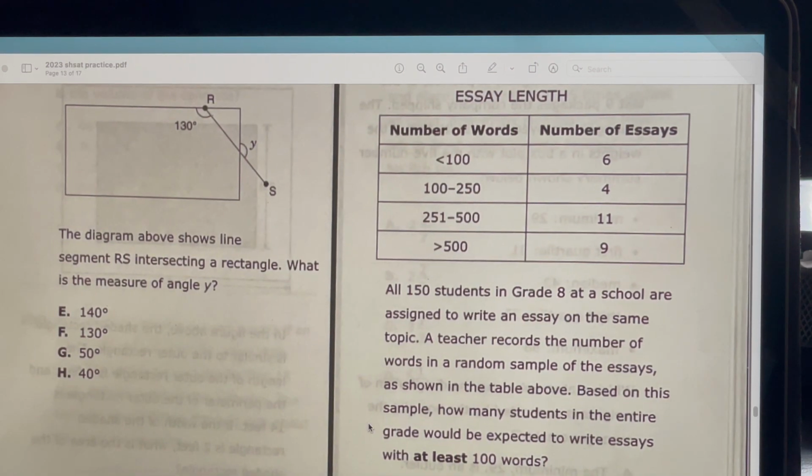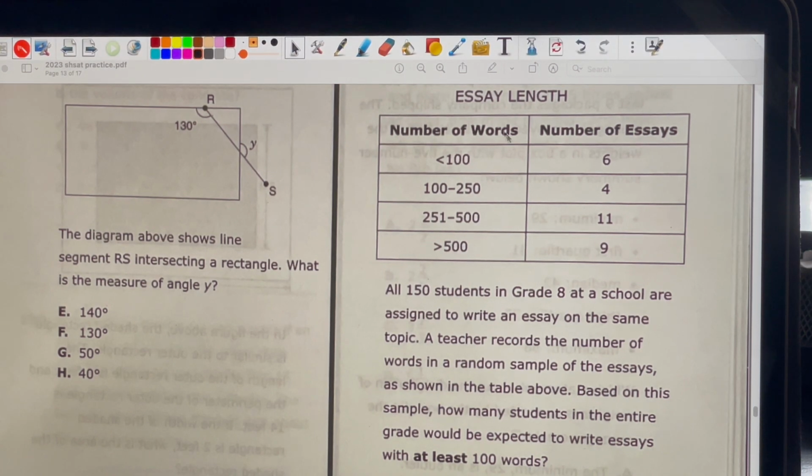Based on this sample, how many students in the entire grade would they expect to write at least 100 words? At least 100 words would be this group, and this group. Those three groups write 100 words or more, right? So let's see how many students we have. 6, 4 is 10, plus 20, we have 30. So out of the 30, 4 plus 11 is 15, plus 9 is 24. So how many students in the entire group would be expected to write at least 100 words? It would be 24.